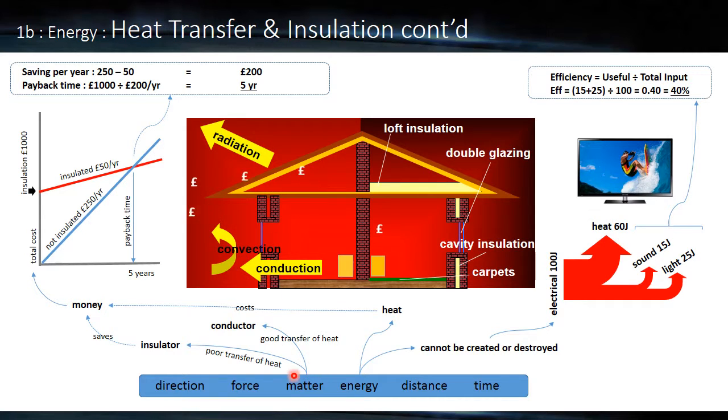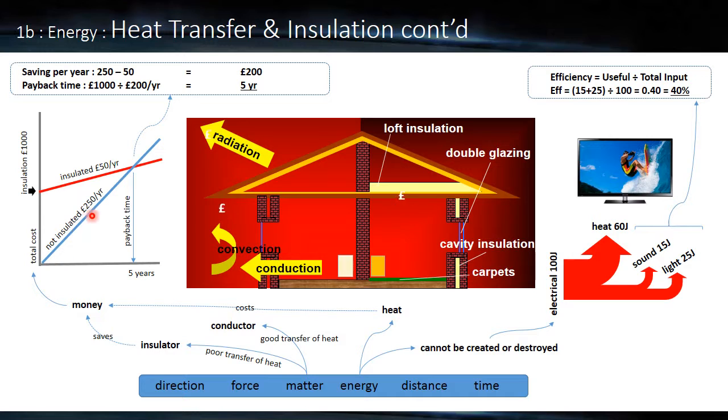Let's go back to our basic concepts. So we've got matter and we've got energy. Dealing with matter, first we've either classified them as insulators or conductors, and as we said, insulators are poor at transferring heat, conductors are very good at transferring heat, and insulators therefore save money because heat costs money. Now how much money it saves you or whether it's a good idea is illustrated by the concept of payback time. So let's have a look at that in a little bit more detail.